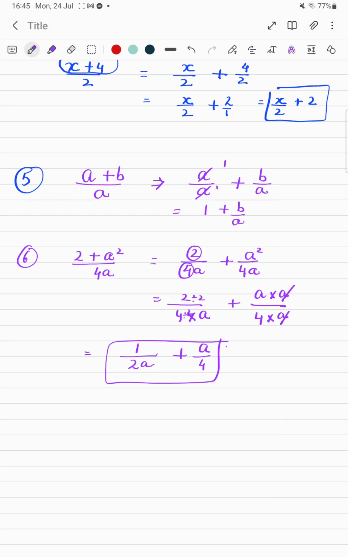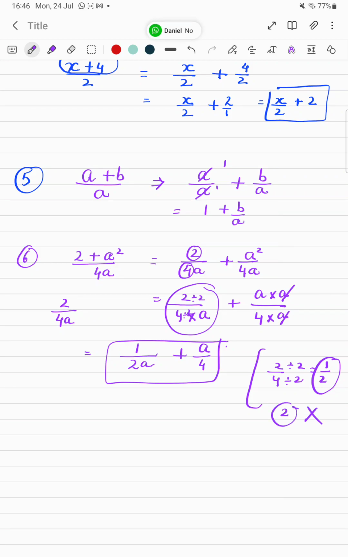You can solve these parts separately also. You can just keep writing 2 over 4a, and then you can show this working: 2 over 4 can be divided by 2, so it will become 1 over 2. Mostly students write it as 2. No, that will be wrong.